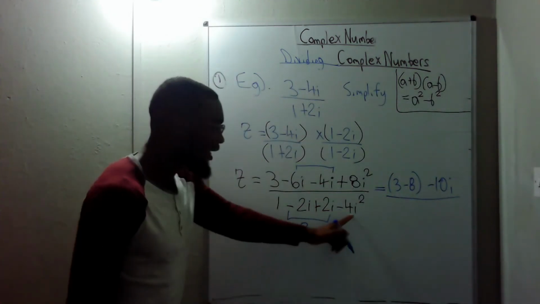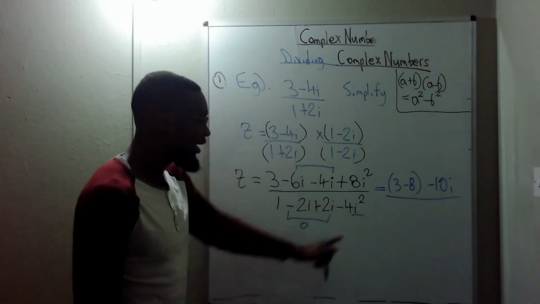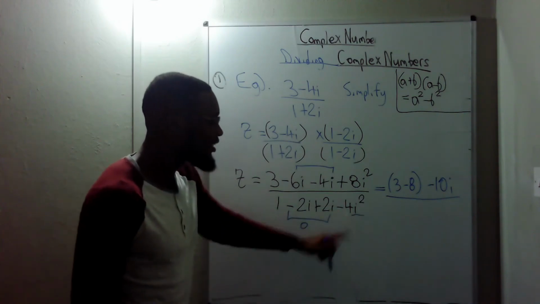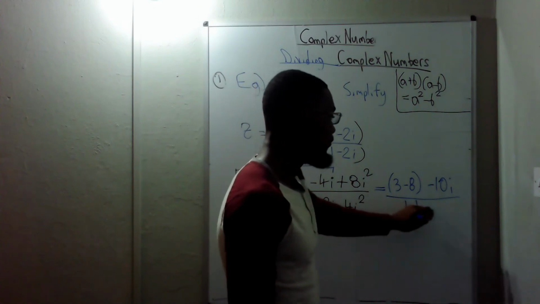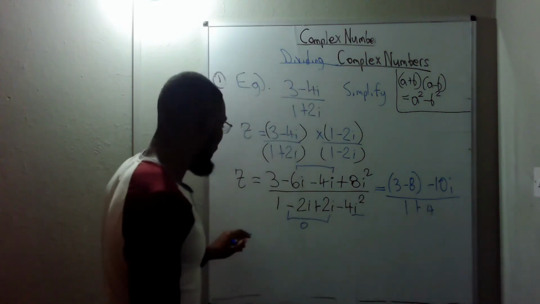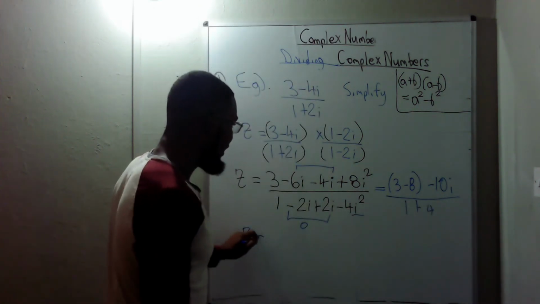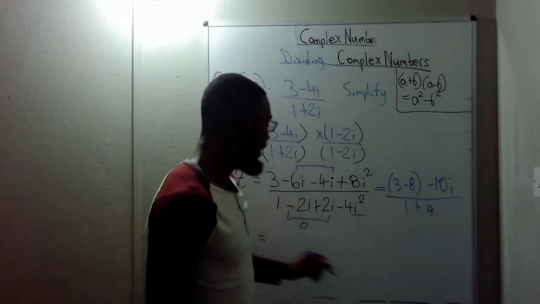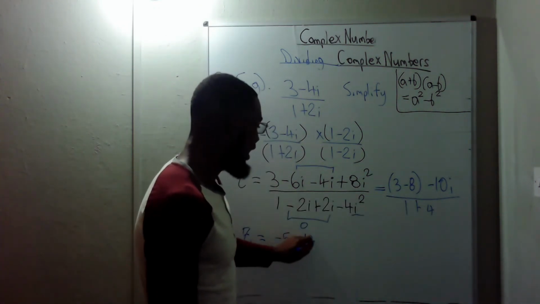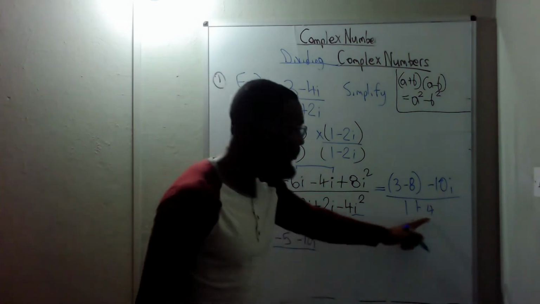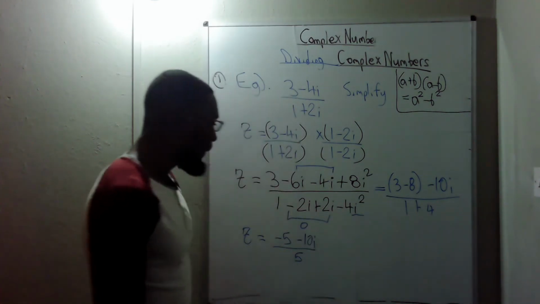Then in the denominator, i squared is negative 1 again. Negative 1 times negative 4 is positive 4. So we get 1 plus 4. So this works out to be z is equal to 3 minus 8 is negative 5 minus 10i over 1 plus 4 is 5. Beautiful.